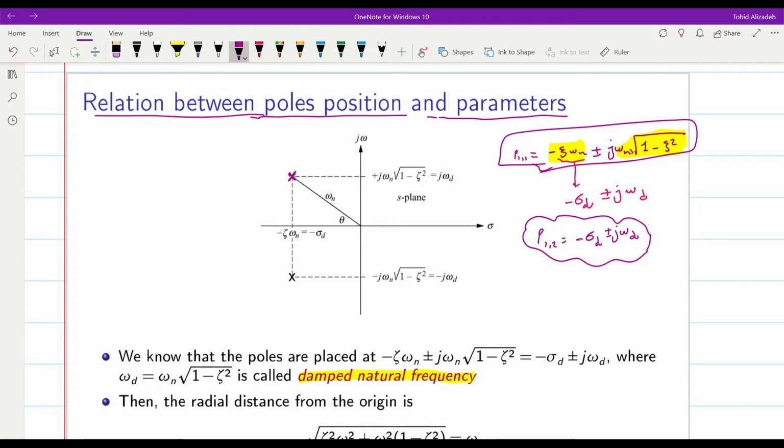For the underdamped systems, they will be located in the S-plane in the form of complex conjugate poles. The real value will be equal to minus zeta omega n, and the imaginary values will be equal to plus minus j omega d. Then if we find the distance of any of the poles from the origin, this distance will be equal to omega n.